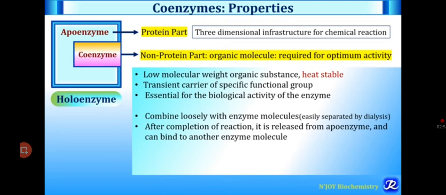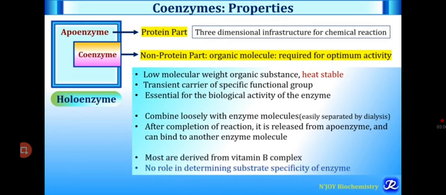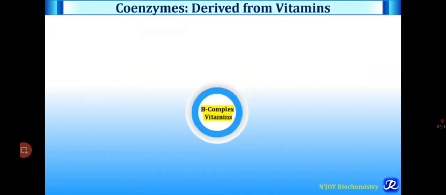After completion of the reaction, the coenzyme is released from the enzyme, and it can bind to another enzyme molecule. Most of the coenzymes are derived from vitamin B complex, and they have no role in determining substrate specificity of the enzyme, because the apoenzyme, which is the protein part of the holoenzyme, is responsible for substrate specificity and not the coenzyme. Now let's see various coenzymes which are derived from B complex vitamins.